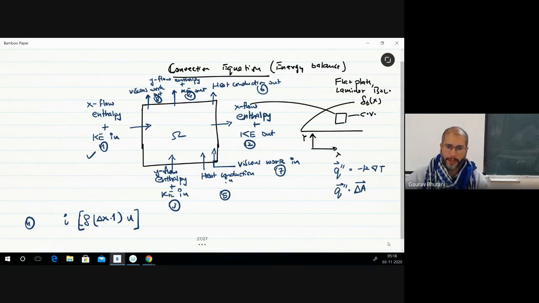So that gives me the volume flow rate in this case. So this is my x flow enthalpy that is in. This gives me the watts that are flowing in because of enthalpy. And then I need the kinetic energy as well. Now the kinetic energy is nothing but half.